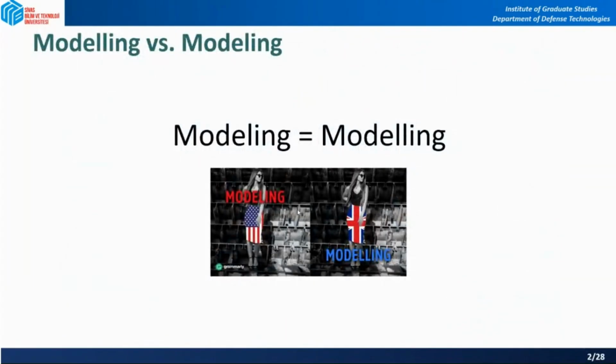So first of all, there is always a question about modeling and modelling. What's the difference between modeling with one L and modelling with double L's? Actually, there is no difference. You are doing the same thing. The only difference is in the spelling. The one with the single L is preferred in the United States, while the one with two L's is preferred everywhere else, for example, in Britain.